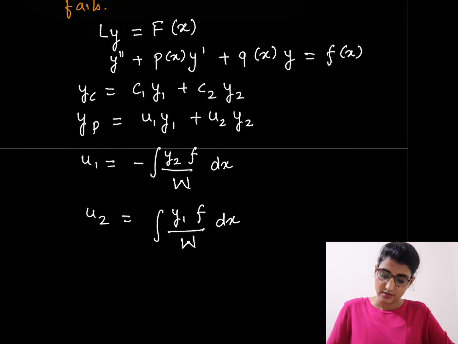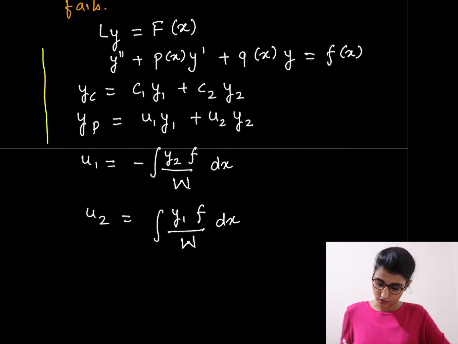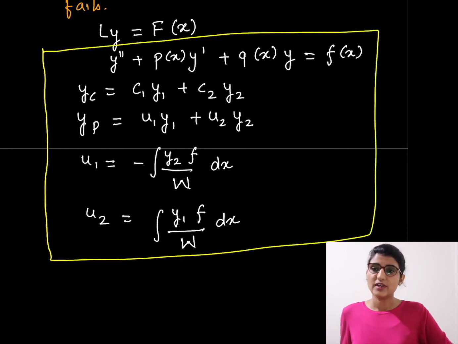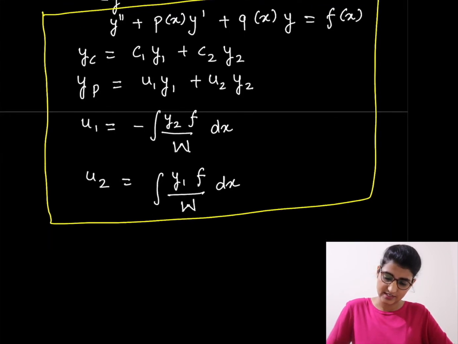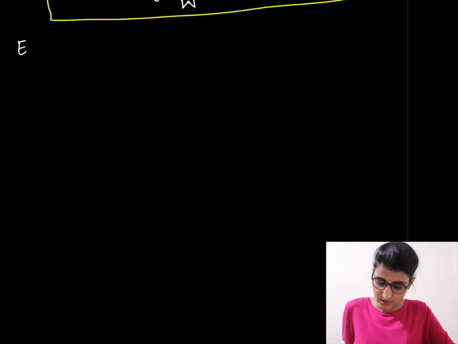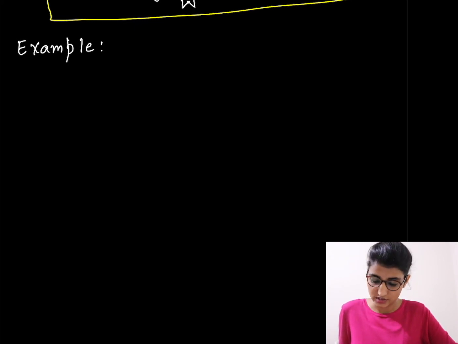This is our method of variation of parameters. So what we are going to do is first find the complementary solution, then get y1 and y2, find the Wronskian, and using that Wronskian find u1 and u2. Let's see one example. Let's start with the example we discussed before, where the method of undetermined coefficients doesn't work.